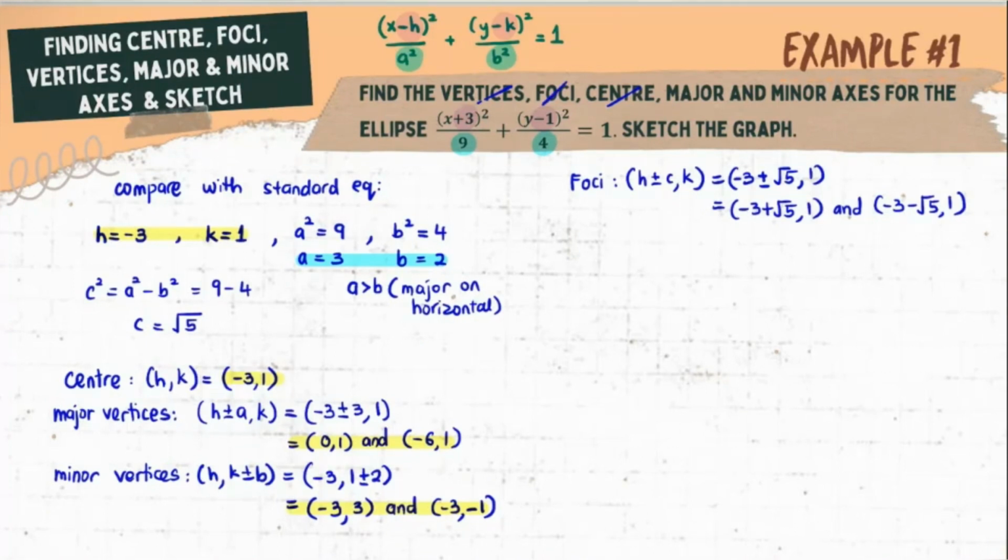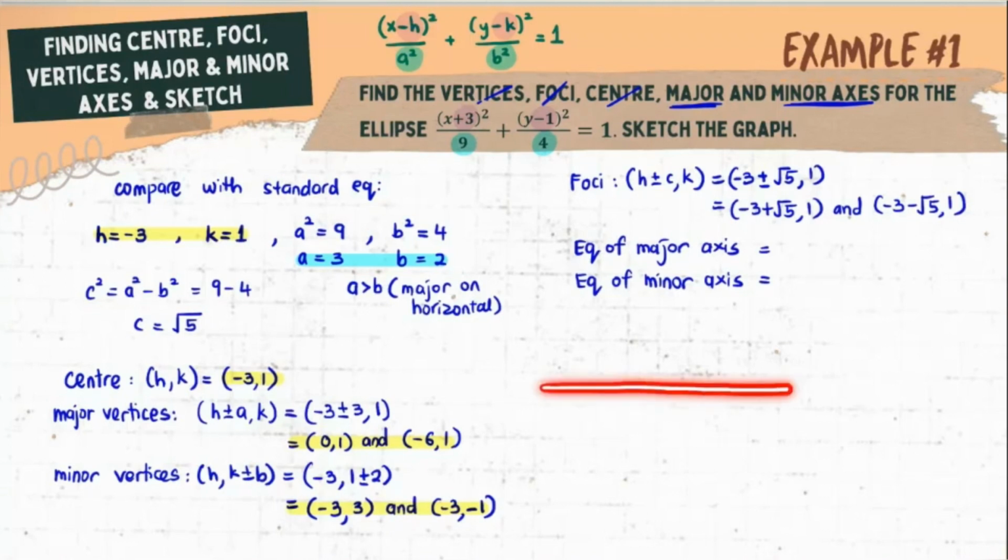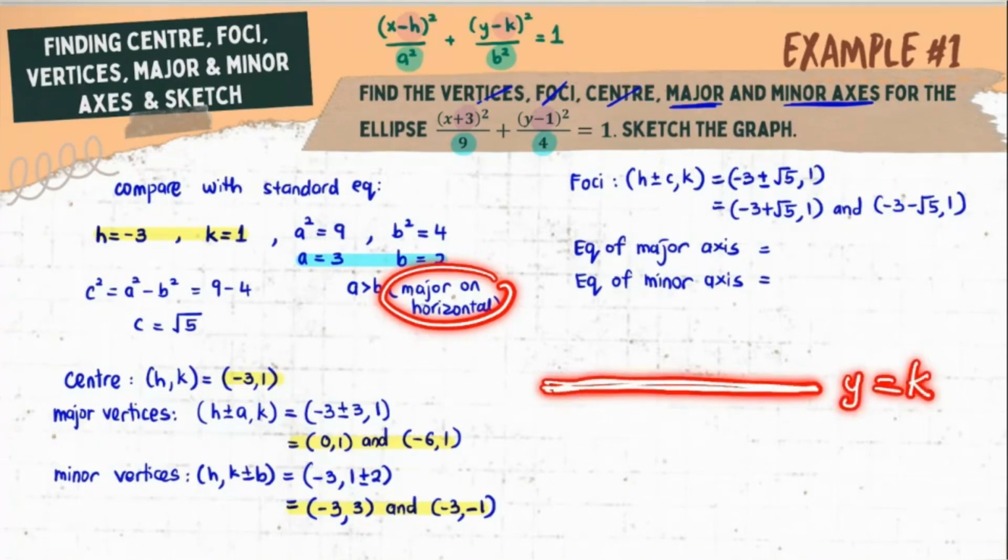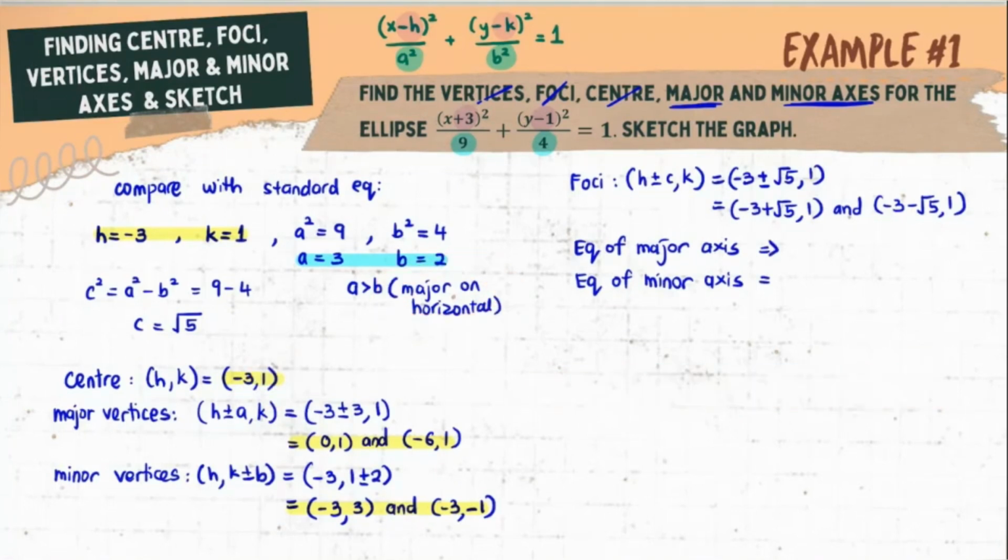And then dah ada foci, kita perlu beritahu dekat mana major axis dan juga minor axis. Okay, so equation lah maksudnya. Kita perlu beritahu equation of major axis dan juga equation of minor axis. Equation of major dengan minor ni adalah depends kepada kita punya center. Kalau major axis kita melintang, major on horizontal, ini adalah line Y sama dengan K. So K kita apa? 1. So therefore, it will be Y equals to 1. Minor axis pula adalah X equals to negative 3. Okay, so inilah dia jawapan-jawapan yang dia minta.